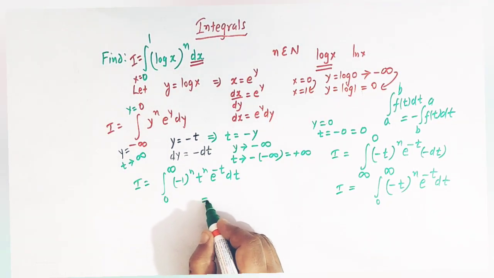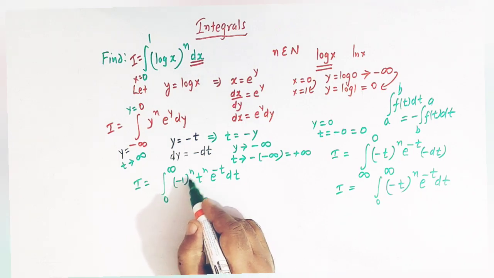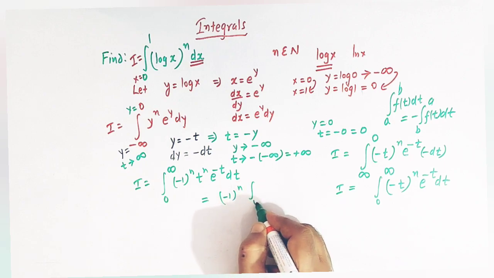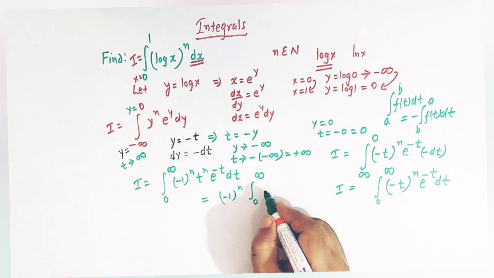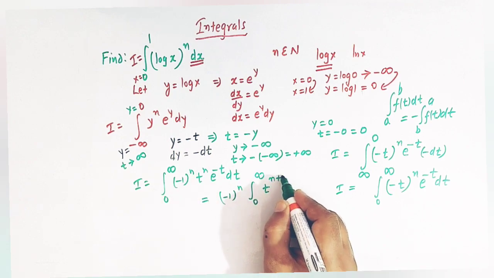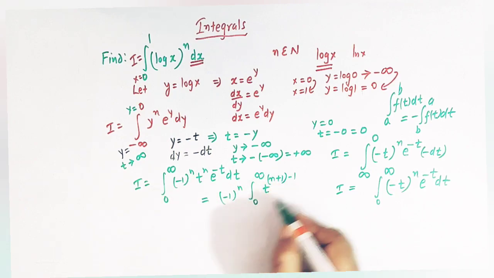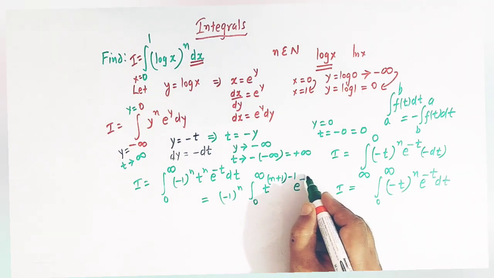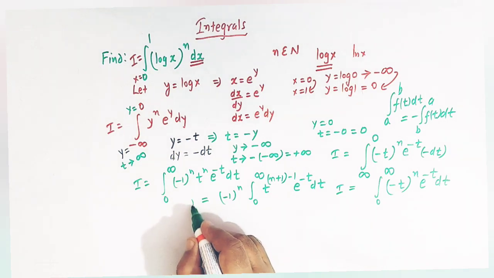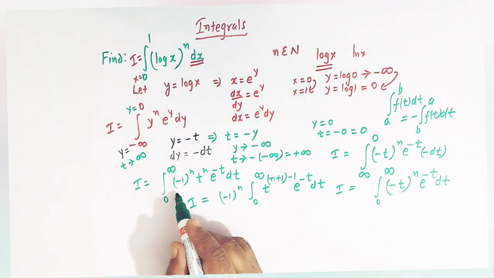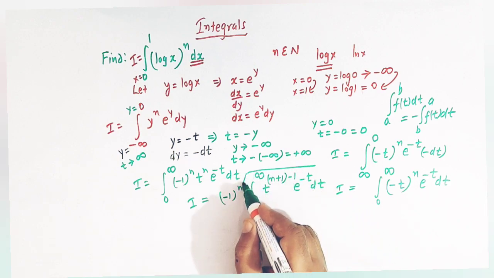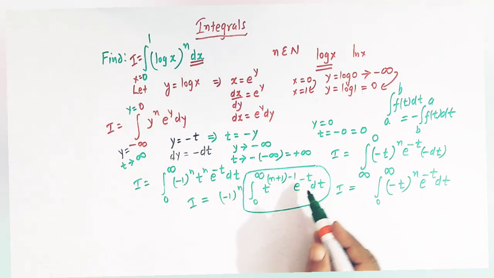So now we can take this (minus 1) raised to n outside the integral, and then we can write the integral from 0 to infinity. t raised to n can be written as t raised to (n plus 1 minus 1), right? And here we have e raised to minus t dt, right? So now we have written this integral in this form, and we can easily see that this integral is gamma of n plus 1.